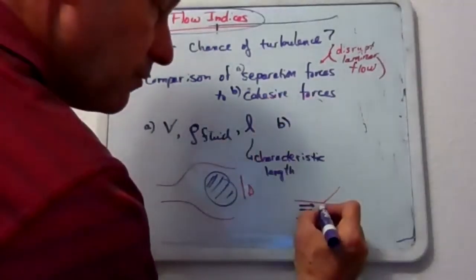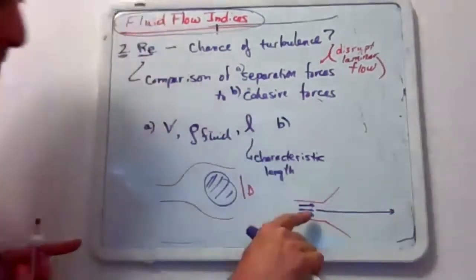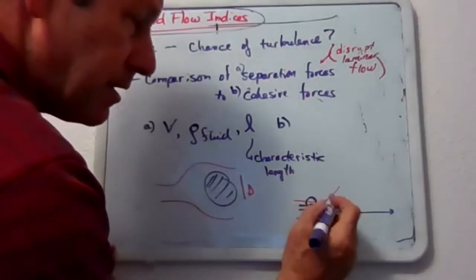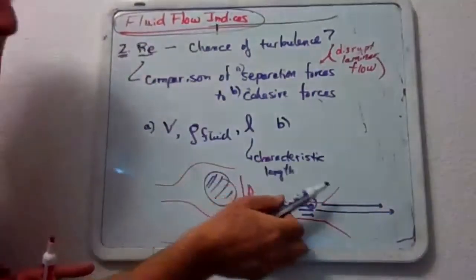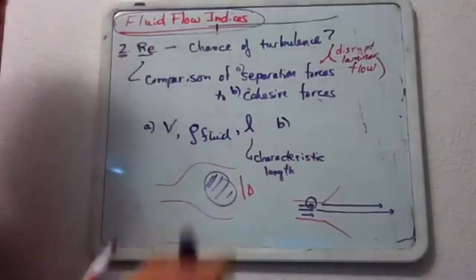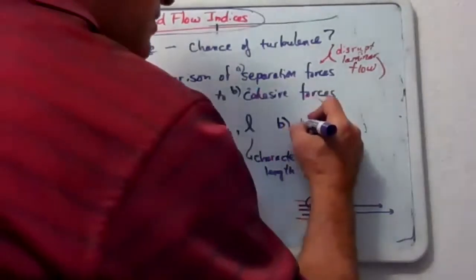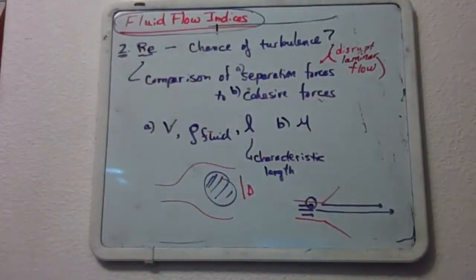If that bit of fluid tends to go straight like that, what tends to keep this bit of fluid going straight in a layer on top of that, as opposed to going up and then separating and swirling? That's viscosity. So viscosity tends to keep fluids together and prevent turbulence.